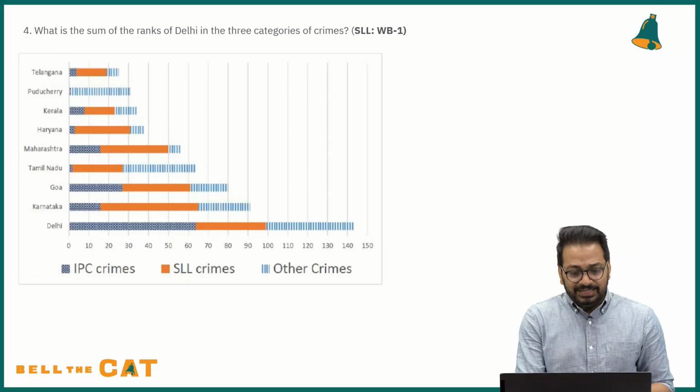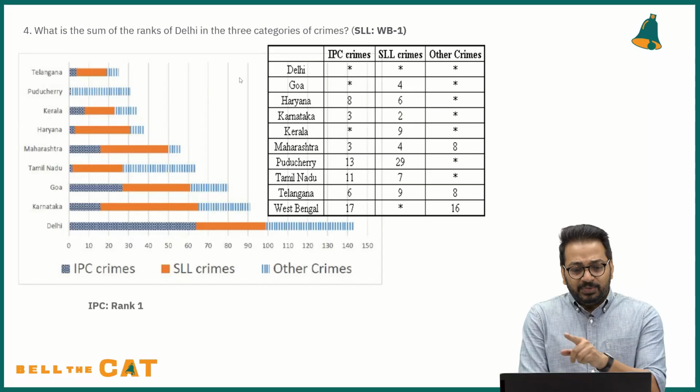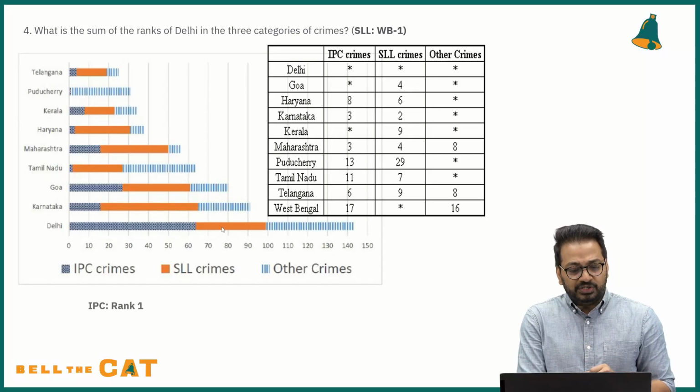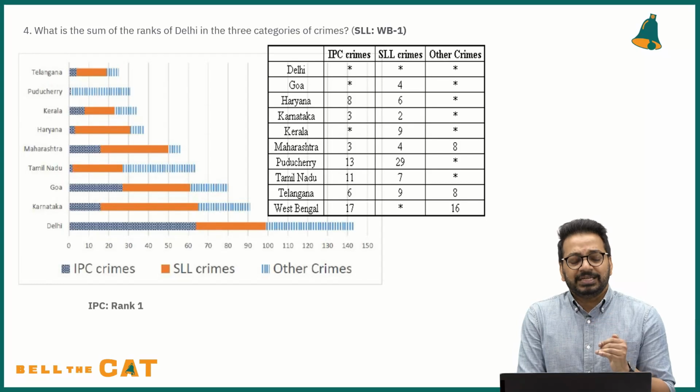Now, if I look at Delhi's rank in SSL, what do we need? I know that Delhi's IPC rank is 1 and other crimes is also 1. Now, SSL West Bengal is 1. SSL is the orange part, right? Orange bar. West Bengal is 1. We need to calculate Delhi's rank.